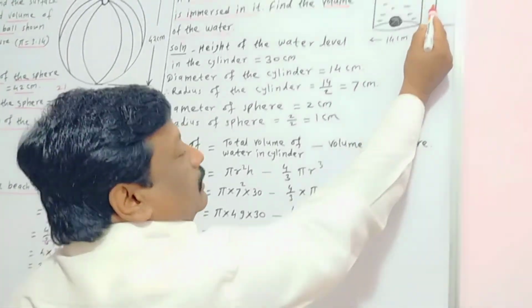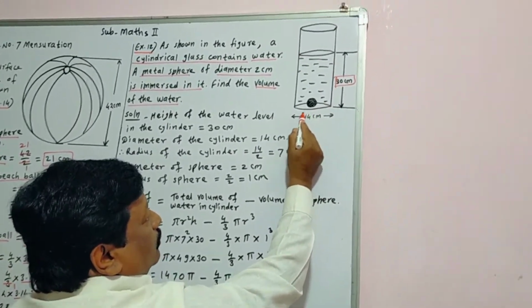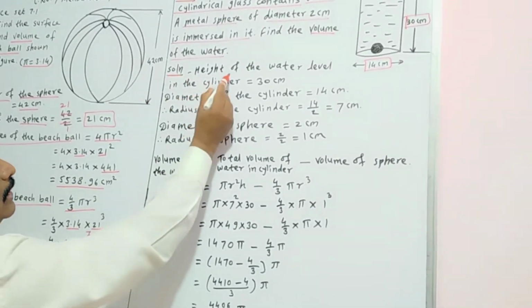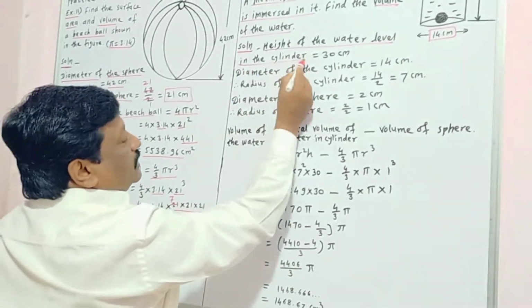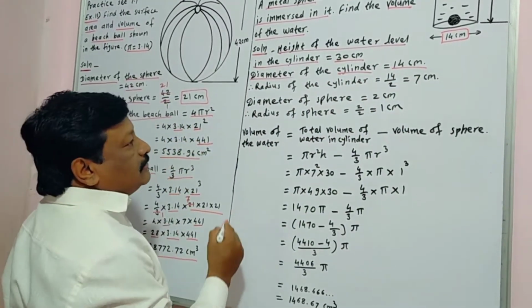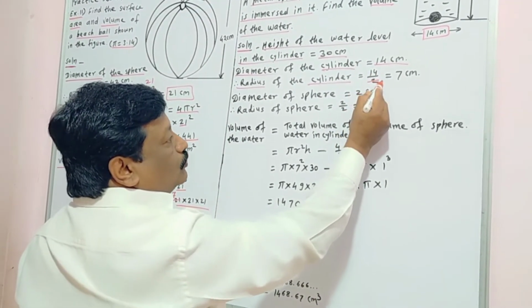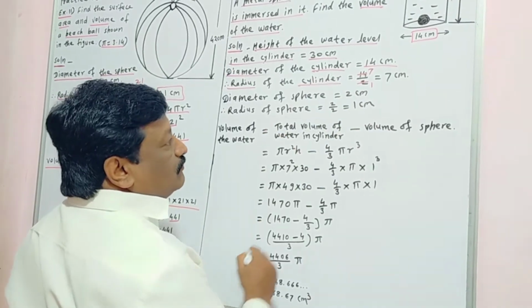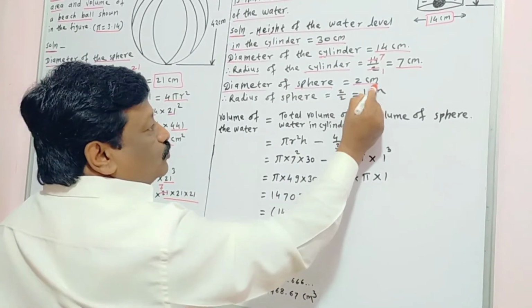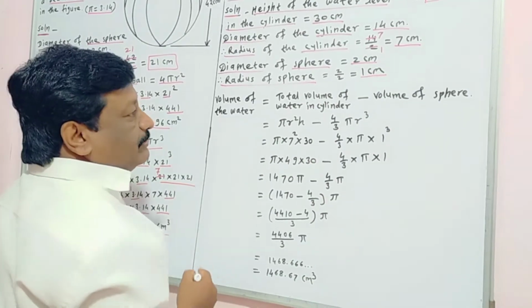Now here height of this water level is given 30 centimeter and diameter of the cylinder is 14 centimeter. Solution, height of the water level in the cylinder is 30 centimeter, diameter of the cylinder is 14 centimeter. Therefore radius of the cylinder is half of diameter, so 14 upon 2, 2 ones are 2, 2 sevens are 14, so equal to 7 centimeter. Then diameter of the sphere is given 2 centimeter. Then radius of sphere is half of 2, 2 upon 2 is 1 centimeter.